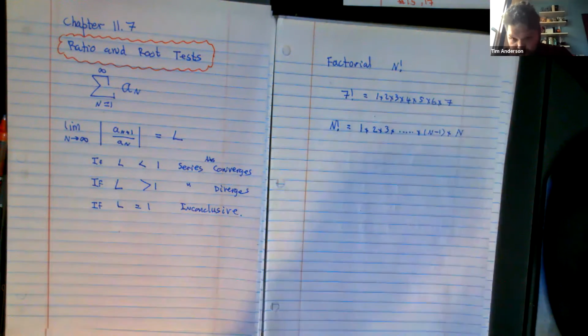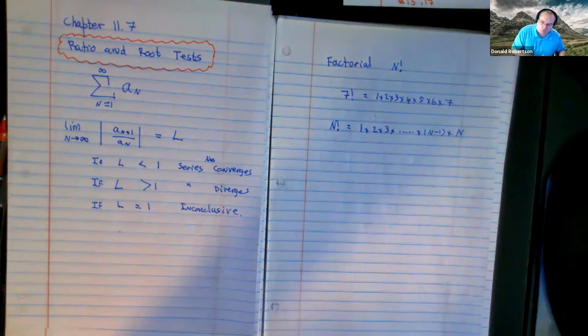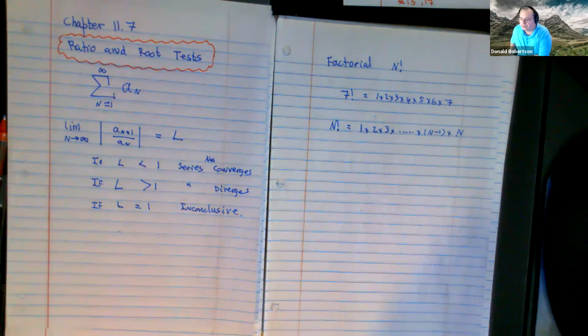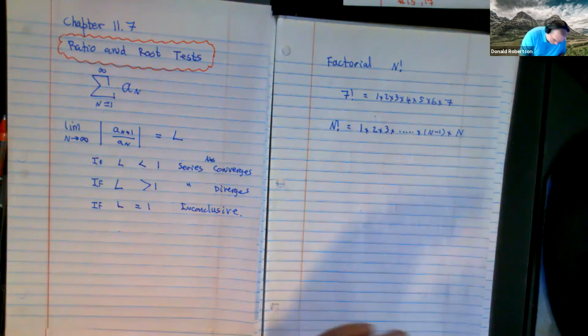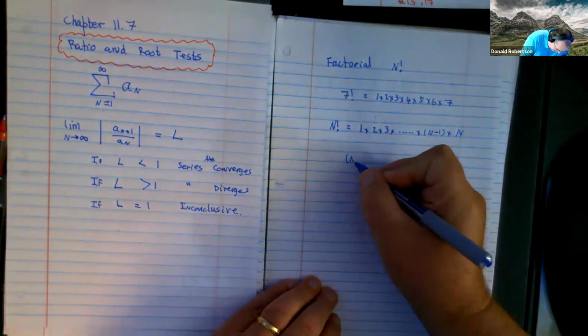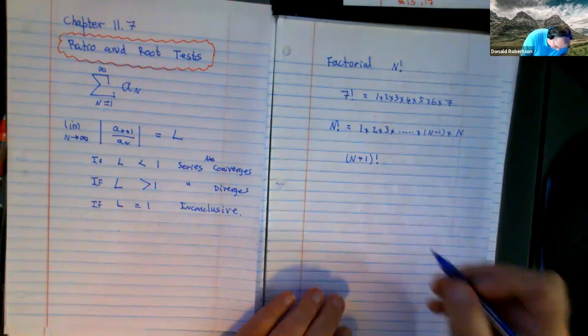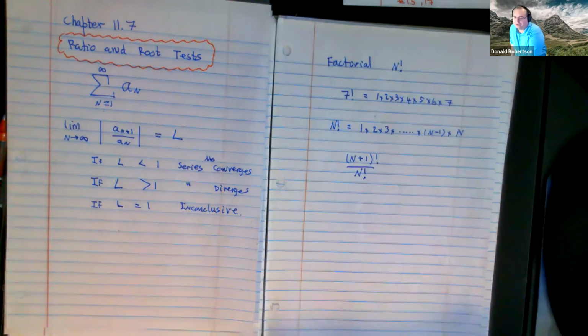Now, in the ratio test you are going to be doing factorials on the top of a fraction with different factorials on the bottom, and you want to be able to simplify them, cancel them down. So, for instance, (n plus 1) factorial over n factorial. Imagine you wanted to simplify that.